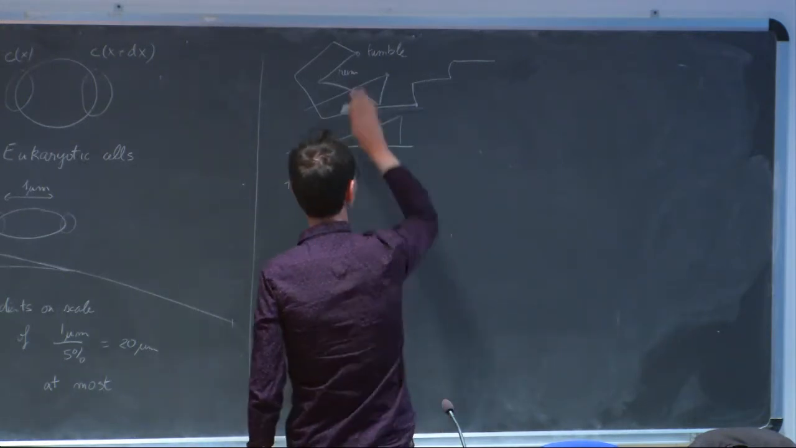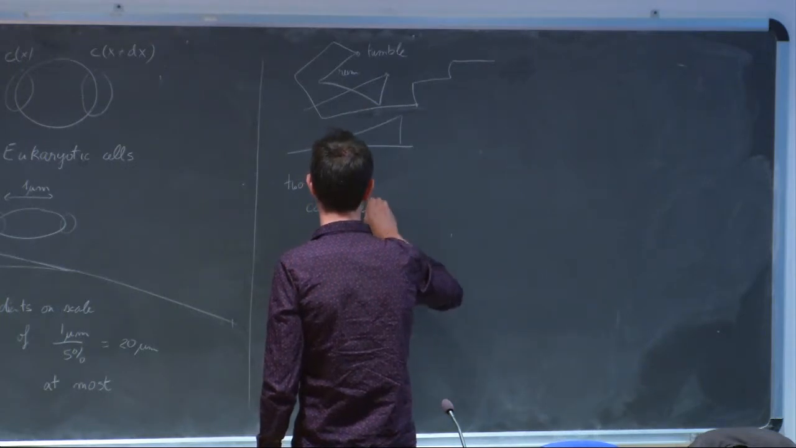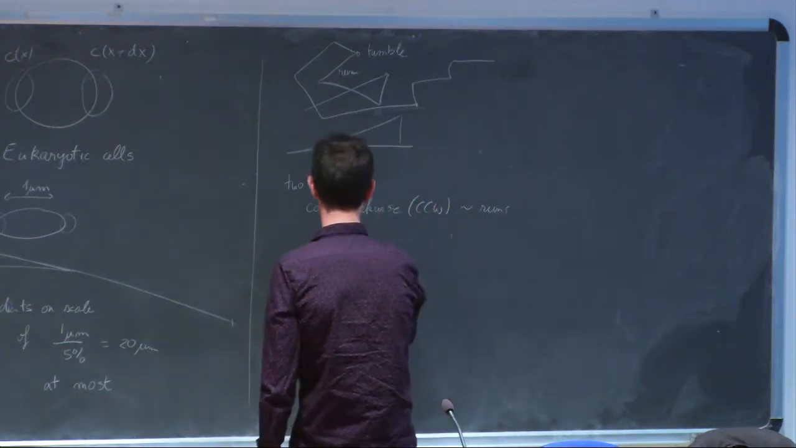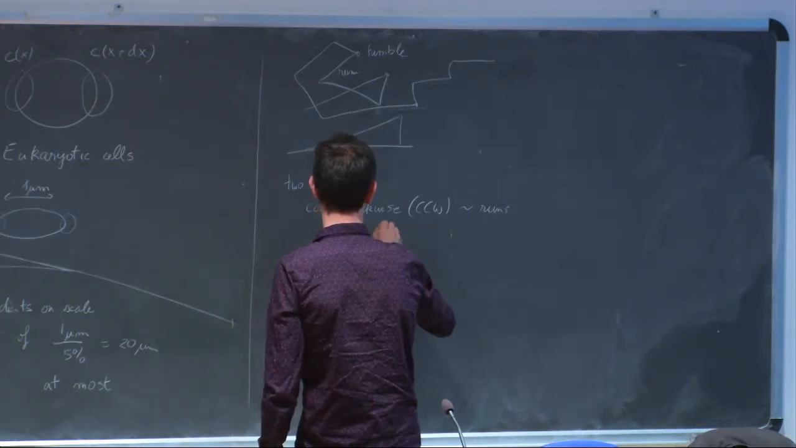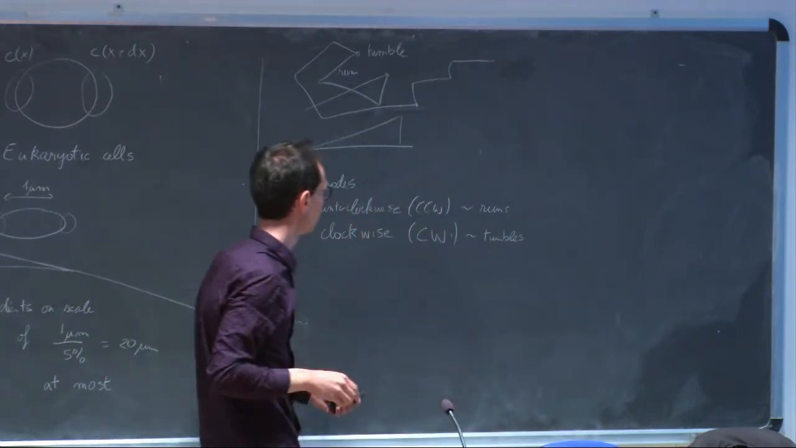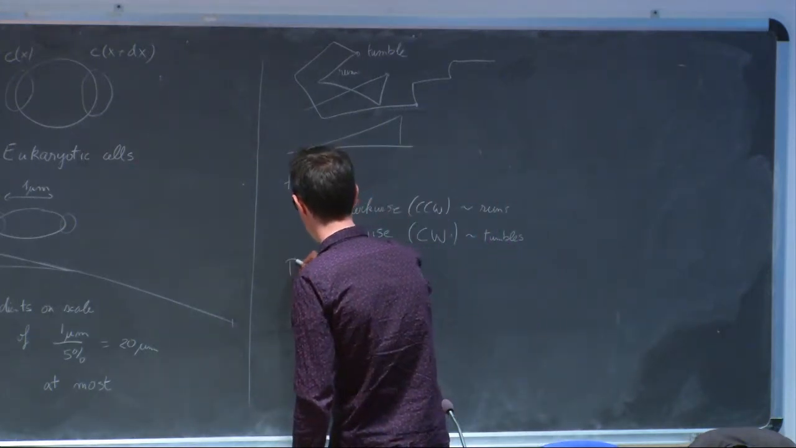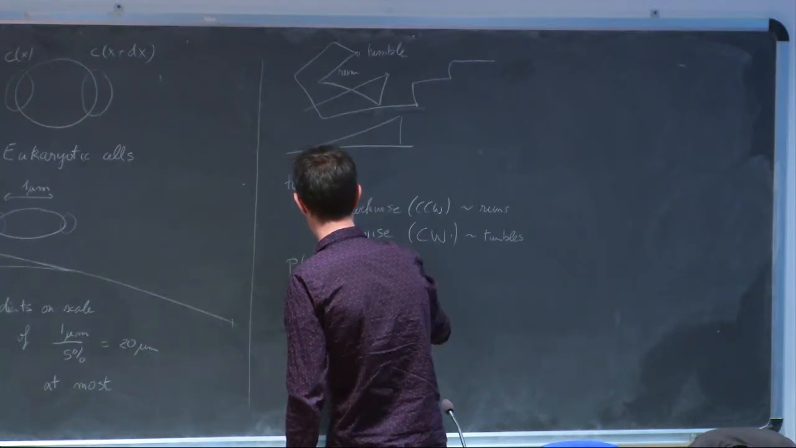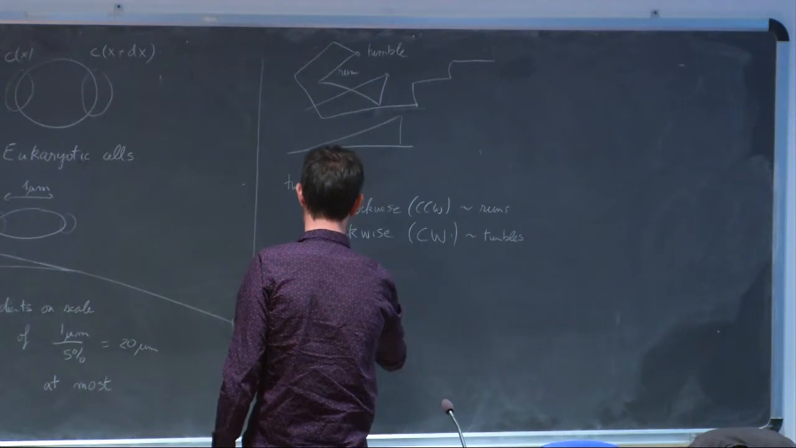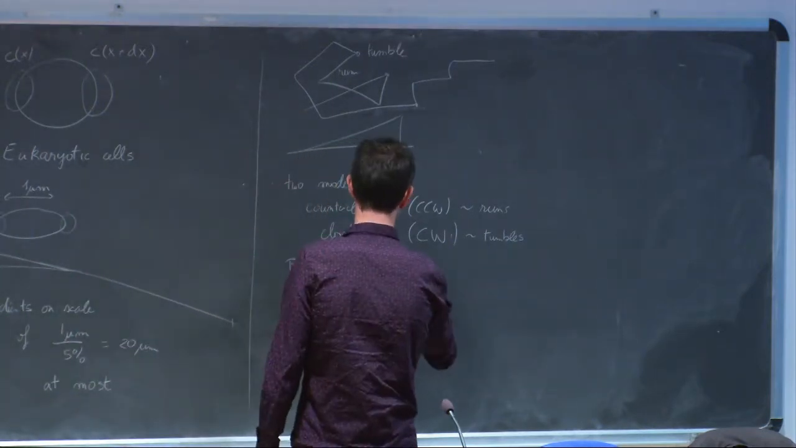So to simplify, these two modes correspond to two states of the model. One is called counterclockwise because it's the direction of rotation of the motor. And this is more or less equivalent to the runs. And this one is clockwise, and this corresponds more or less to the tumbles. Okay? And so you can characterize the response by the probability to be in the clockwise regime, right? That would be your response.